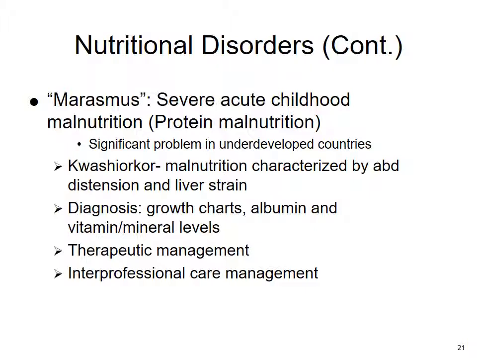Kwashiorkor is the name for malnutrition characterized by abdominal distension and liver strain. So those are those really sad pictures of children with the bloated stomachs that we see. Marasmus is diagnosed by plotting growth charts and then also testing serum albumin and vitamin mineral levels. Therapeutic management is going to include interprofessional care management.